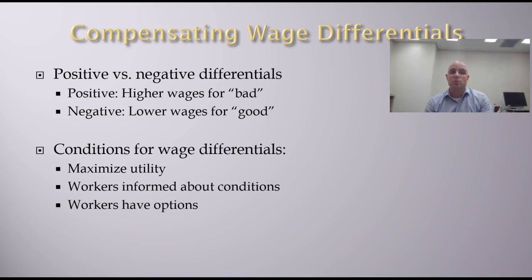So there are a couple of conditions in order for wage differentials to work. One, workers need to want to maximize their utility, okay, not their income. If it's all about income, then they wouldn't work. Workers also need to be informed about the work conditions. Right? There cannot be information asymmetry. And the workers must also have a variety of jobs to choose from. They need to have options. We're going to continue this discussion a little bit, but this is just the basic setup of compensating wage differentials.